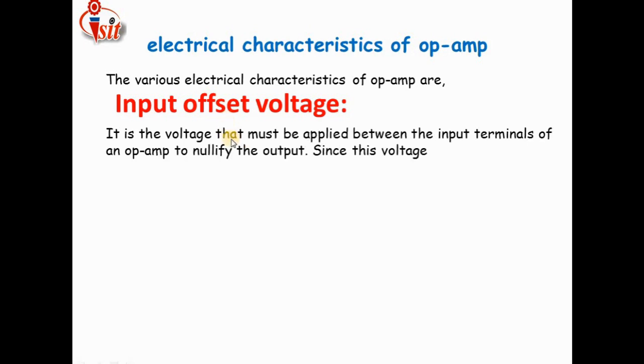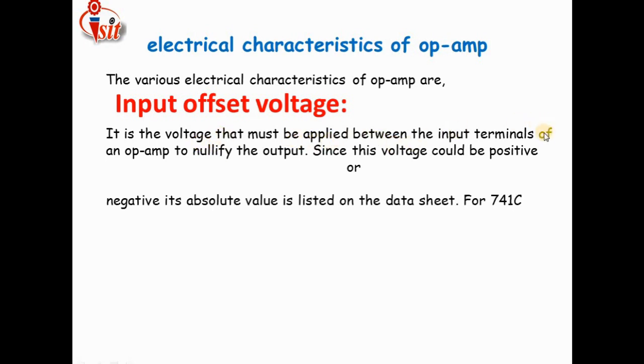Input offset voltage is the voltage that must be applied between the input terminals of an op amp to nullify the output. That means to nullify the effect on the output, whatever input voltage is supplied to the two terminals of the op amp, that voltage is the input offset voltage. Since this voltage could be positive or negative, its absolute value is listed on the data sheet. For 741C, the maximum value is 6 millivolt.